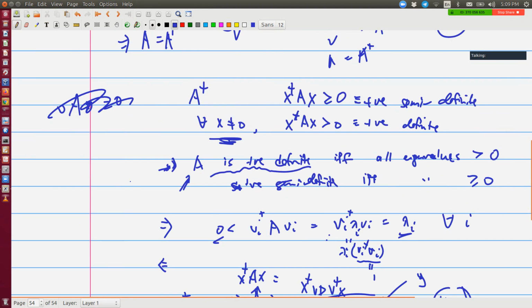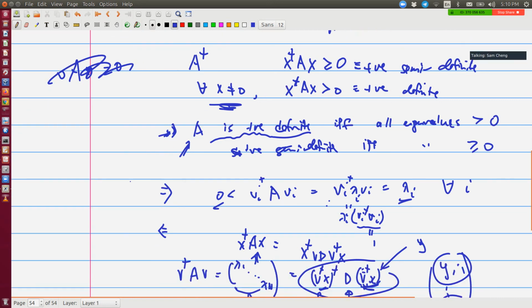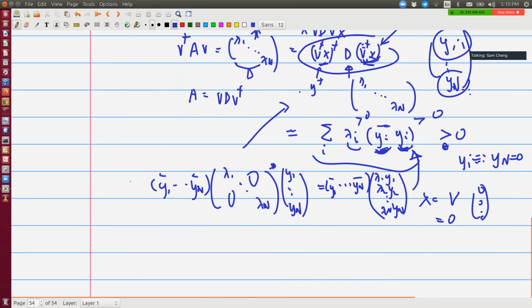So that's another way to check whether a matrix is positive definite: you only need to check the eigenvalues. If all eigenvalues are positive, then it's positive definite. If some lambda is equal to 0, then it will be semi-positive definite.